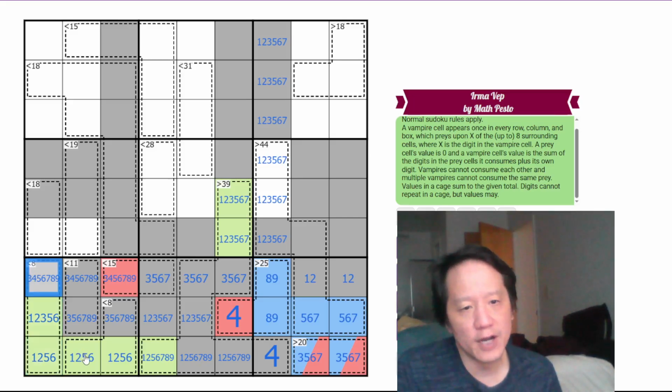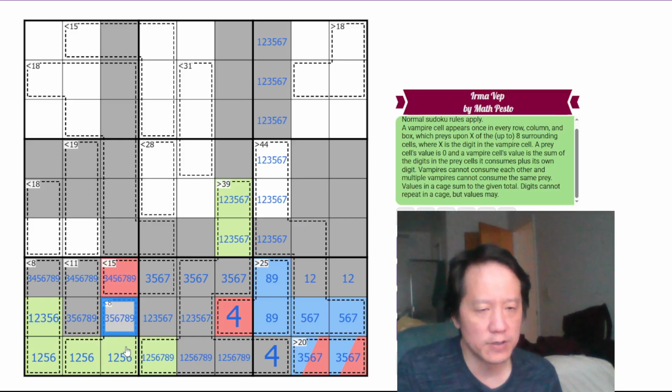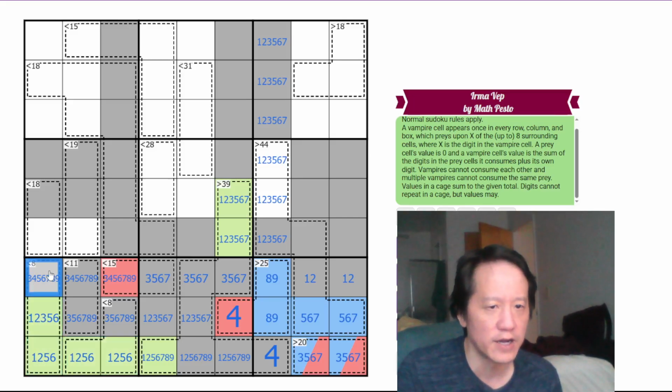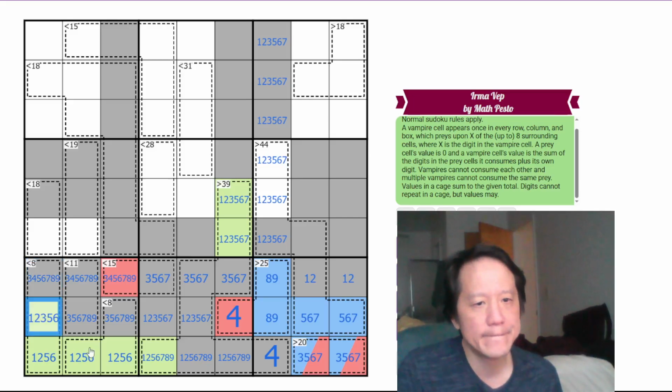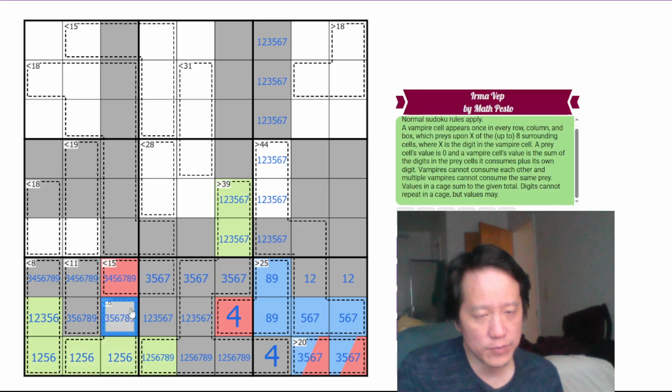Can this ever not be preyed upon? This has to be preyed upon, I think. Yeah, because this is 3 with 1 and 5 at best. It cannot be 1, 2. If this is 1, 2, this becomes 3, 5 at least, and that's definitely not greater than 8. So this has to be preyed upon.